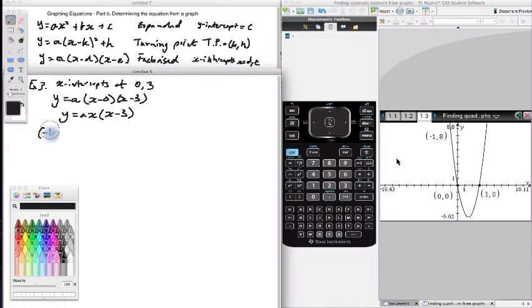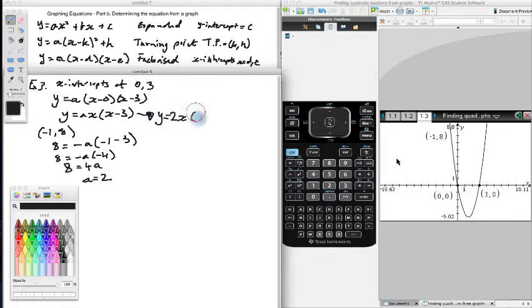So (minus 1, 8). So when x is minus 1, y is 8. So 8 equals, minus 1 for this x here gives minus a, times (minus 1 minus 3). So minus 1 take away 3 is minus 4. So we've got 8 equals minus a times minus 4. Minus times minus is positive. So we've got 8 equals 4a. So dividing both sides by 4, we get a is equal to 2. So there we go. We can now substitute our value of a into this equation, giving us y equals 2x(x minus 3). And that example is complete.